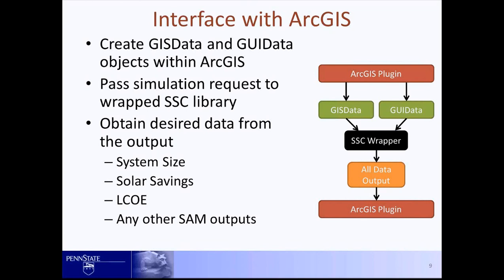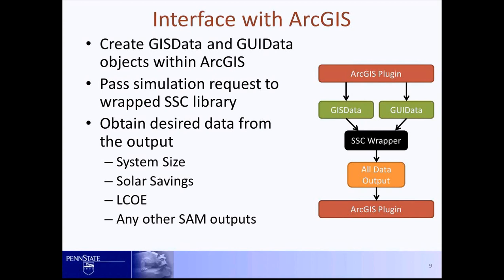So I just want to show here, to step back a level and look at the big picture of how this fits in with this ArcGIS application. The ArcGIS plugin was able to generate these two objects that represent the transmission of data between ArcGIS and SAM. One is the GIS data, which I mentioned is basically the size and shape of the buildings. One is the GUI data, where we ask the user to tell us what their electricity rate is.